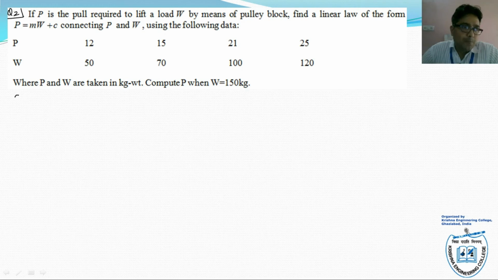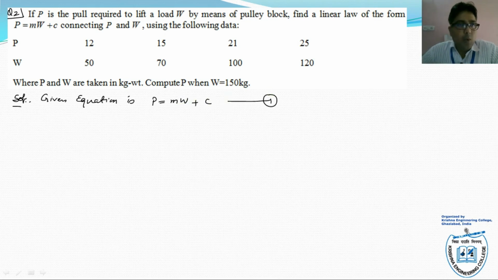Clear? So, the given equation is capital P is equal to m capital W plus C. Here P and W are variables and the unknowns are m and c. Now we find the values of m and c with the help of the method of least squares. So now find the normal equations. Write the normal equations corresponding to constant m and corresponding to constant c.